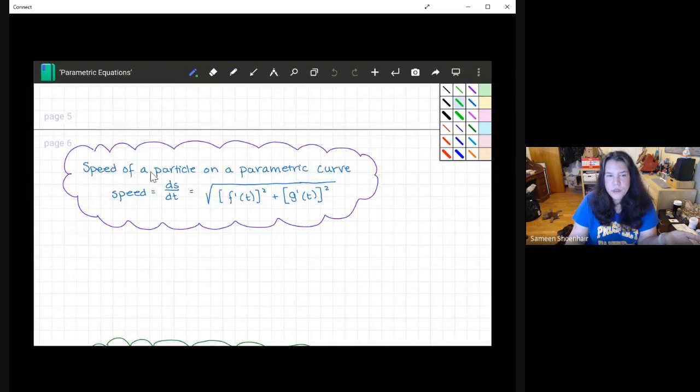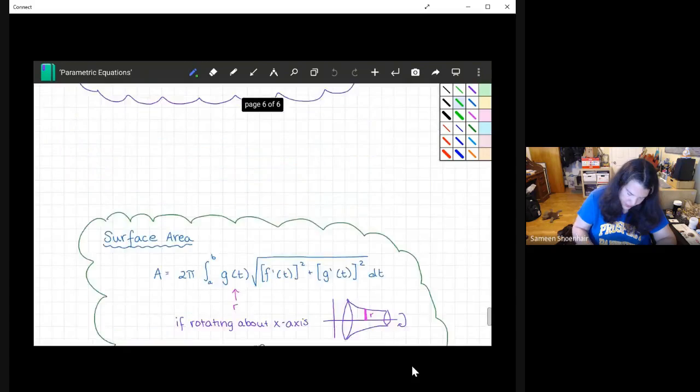So if you ever want to find the speed of a particle on a parametric curve, then you just work this out. So that's speed. I don't have an example for that. I don't have any more examples worked out. They're all pretty much now, once you know the formula, you just plug into the formula. It's not really a trick to it.